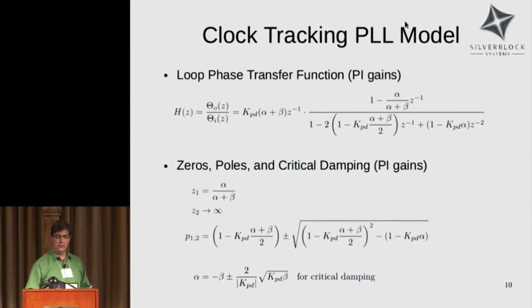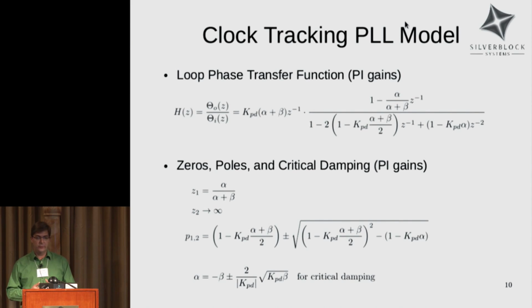So now that we have that model, we can write a discrete time difference equation, do some Z transforms, do some algebra, and get to this phase loop transfer function in terms of the proportional and integral gains. There it is. It's got some zeros marked there. It has a couple of poles given by that quadratic solution down there. And the one thing I want to point out is that if you go to critical damping, where the poles converge to a double real root, you have that relationship there on the bottom between the alpha and beta gains and the phase detector gain.